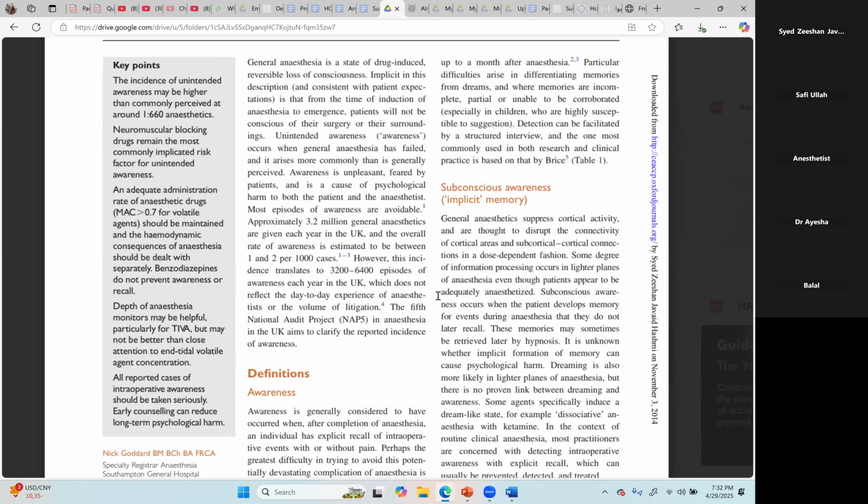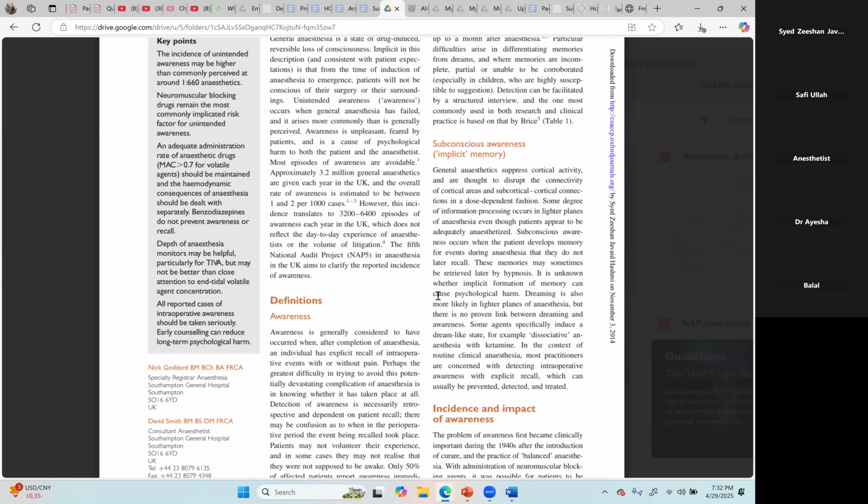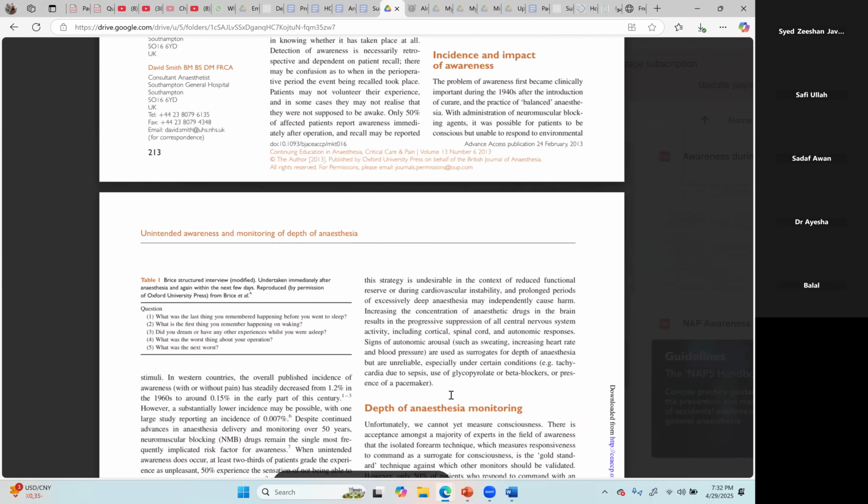So one is explicit memory and one is implicit memory. Explicit is when the patient is totally recalling, and implicit is like half memory. Am I right? So half of it he's remembering and half he's not remembering. Like part of it he's remembering.